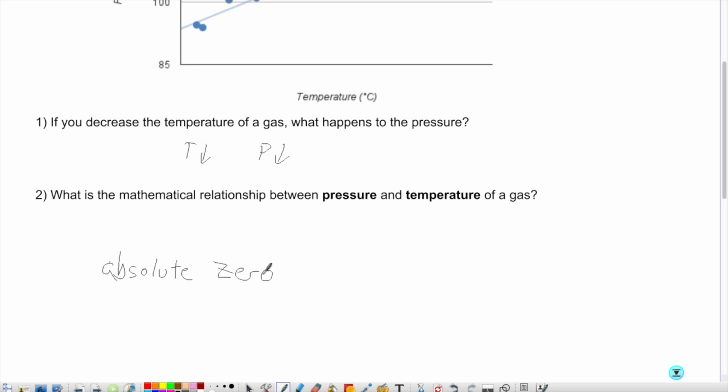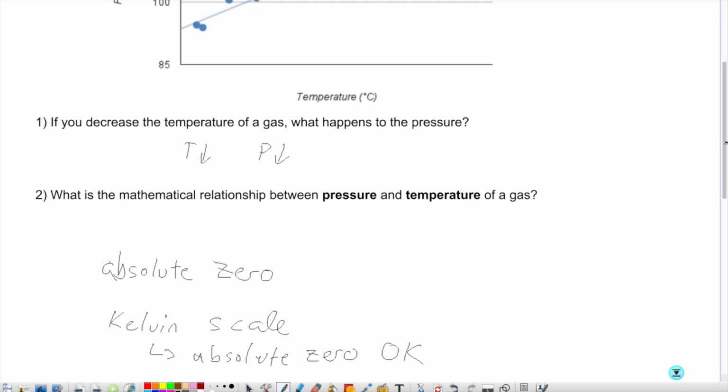Scientists figured this out a while ago, and they invented a new temperature scale where the temperature and the pressure would be zero at the origin. And they called that scale the Kelvin scale. So in the Kelvin scale, there are some interesting features. The first one is that absolute zero is set at 0 Kelvin.